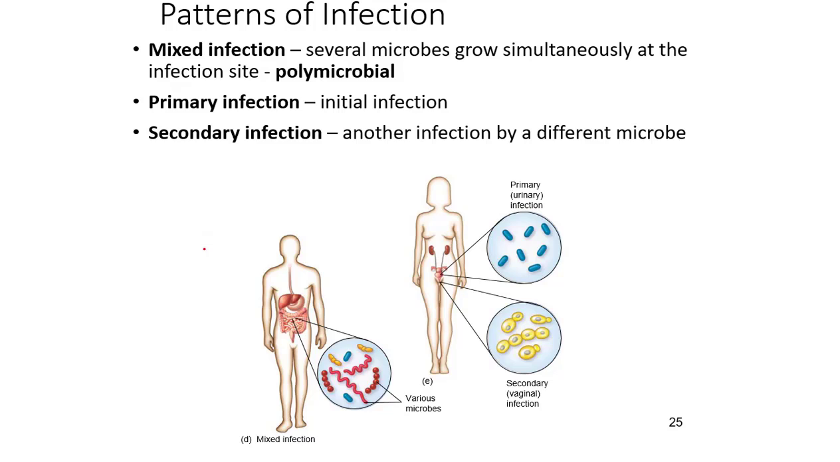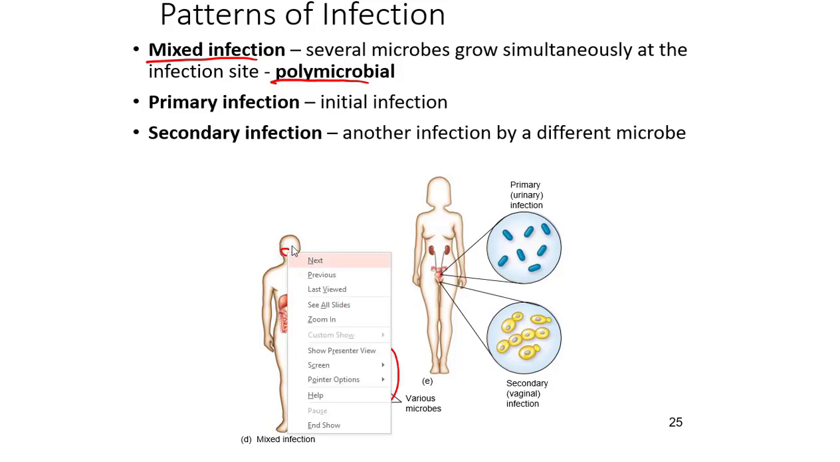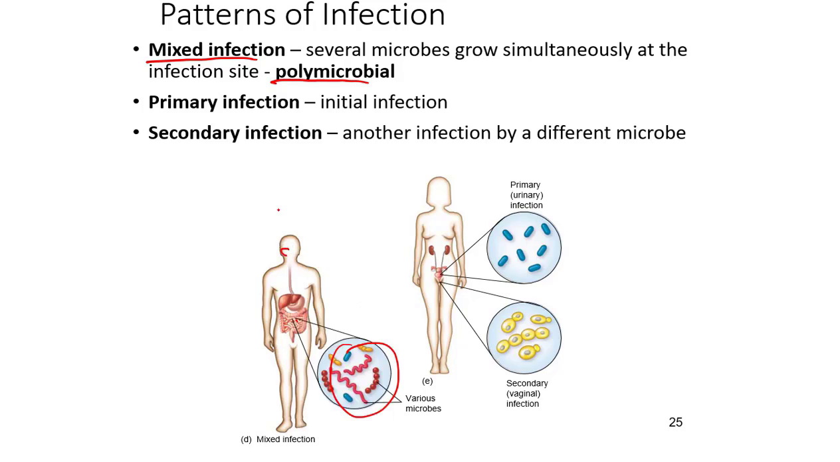If the infection involves more than one type of bacteria, it's a mixed infection, also known as a polymicrobial infection. For example, maybe there could be a mixed infection in the intestines of more than one bacteria. A lot of times, oral infections of the mouth involve more than one type of bacteria.